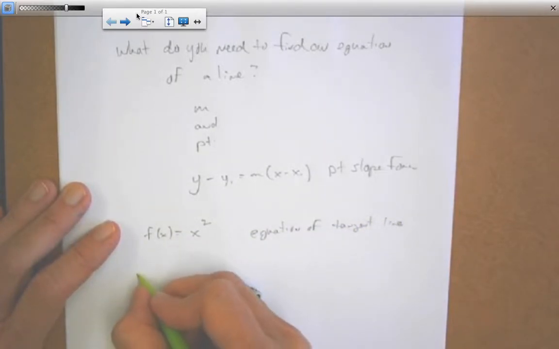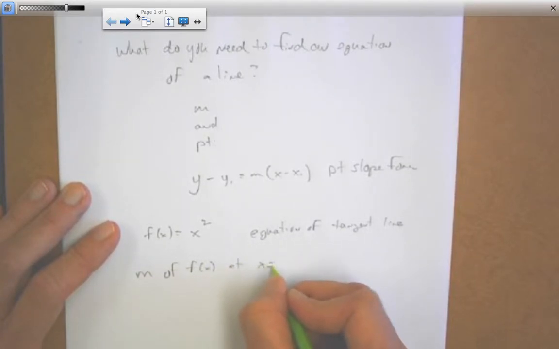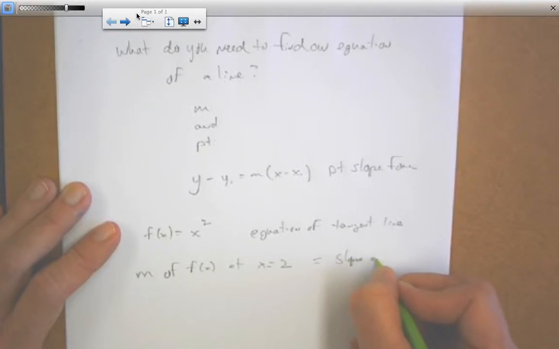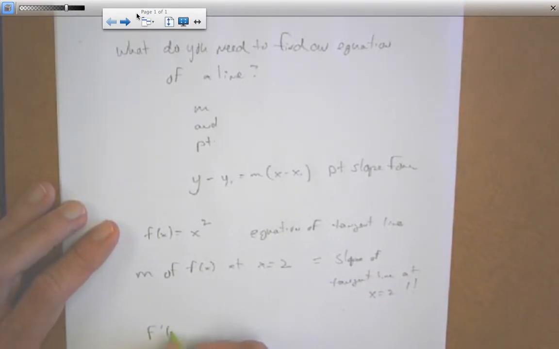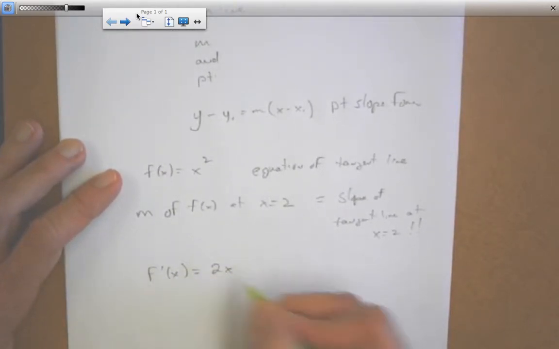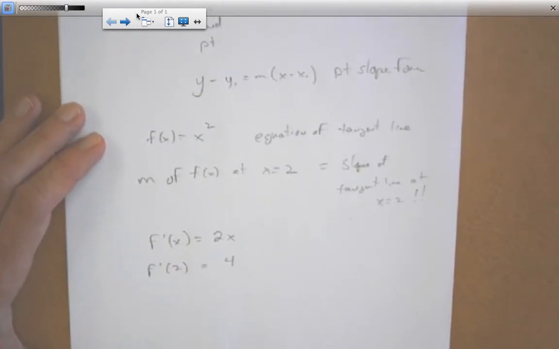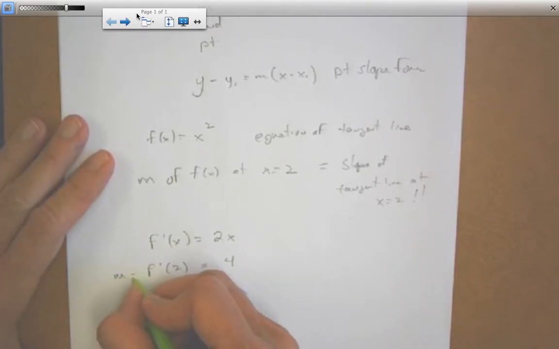And I know that the slope of f of x at x equals 2 is equal to the slope of the tangent line at x equals 2. All right, so then let's find the derivative of f of x will be 2x. The value of the derivative at 2 is going to be 4. Now I need a point, so here's my slope.